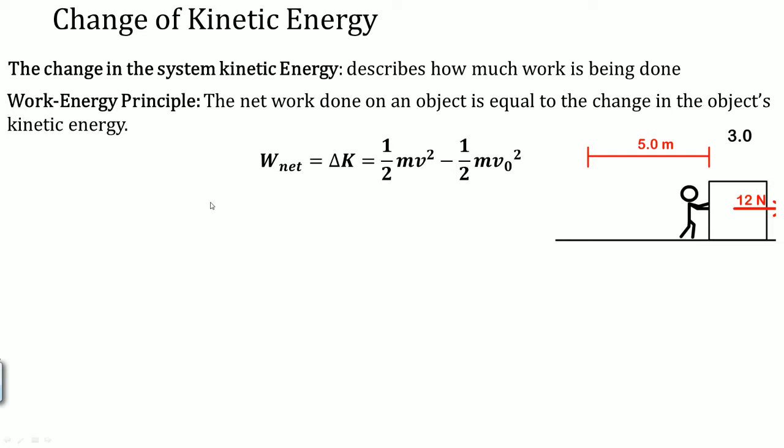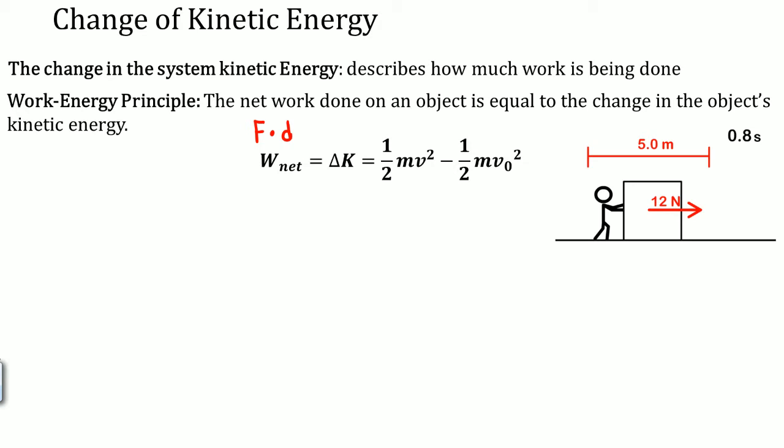This person is moving this block, and we know that this block has kinetic energy because the block is moving. It started from rest, then over time, you would see that the block moved 5 meters. This is the same thing as when we talked about work, because work is defined by force times distance. So this is how work and energy are connected. That's why they call it the work energy principle.